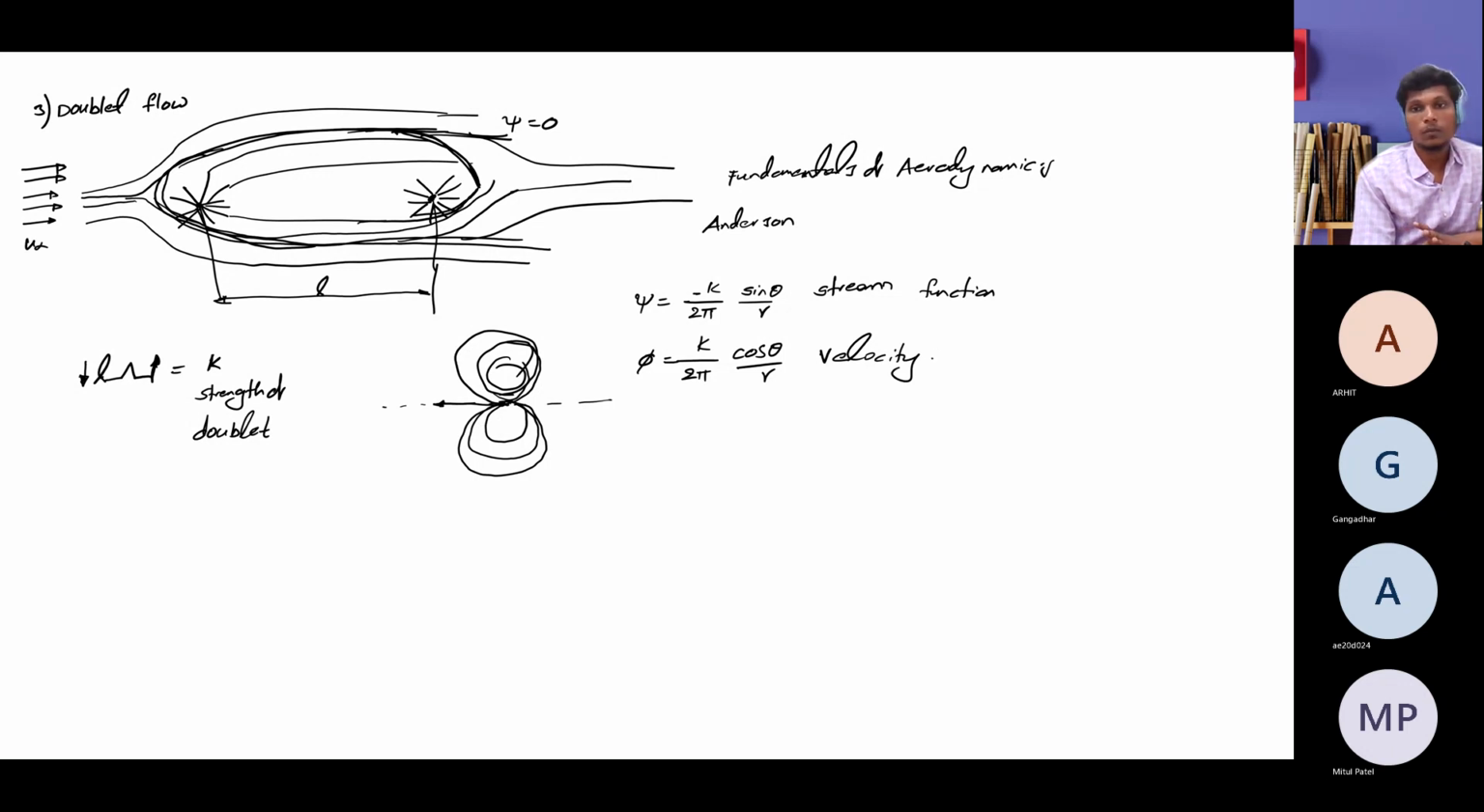Physical overview and mathematical concepts, if you can relate them in a proper way, you can achieve the objectives of this course. Okay. So this is the potential function and this is your stream function for this doublet. Then we come to a vortex flow.